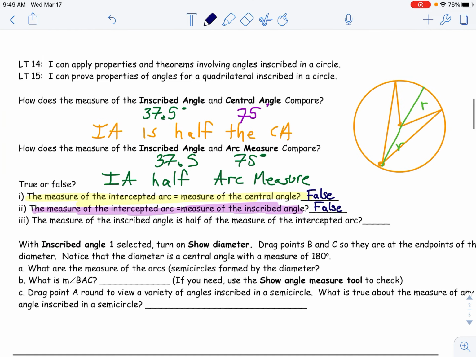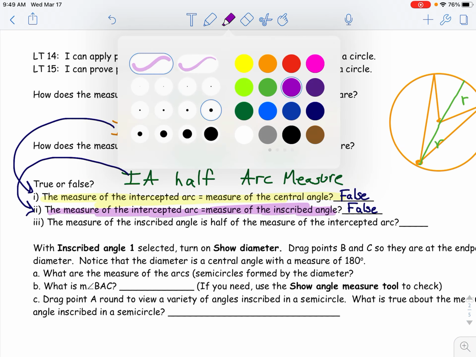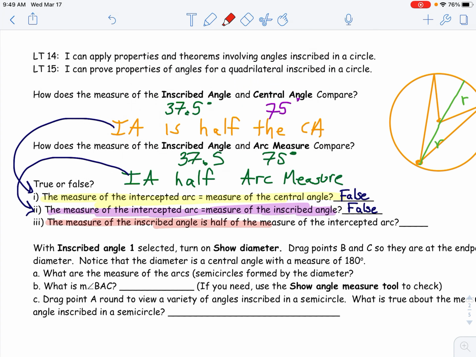And we're really just using these facts up here. The inscribed angle is half the central angle. The inscribed angle is half the arc measure. So they are not equal to each other. But then we got this last one. The measure of the inscribed angle is half the measure of the intercepted arc. That one's true. And that's what we wrote above.